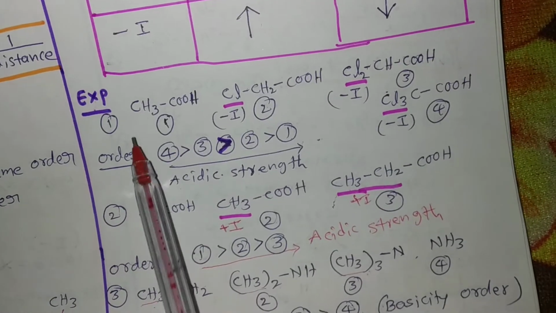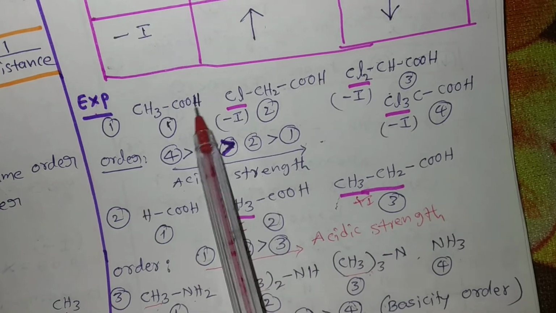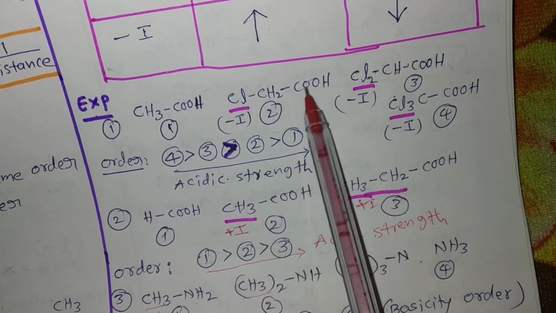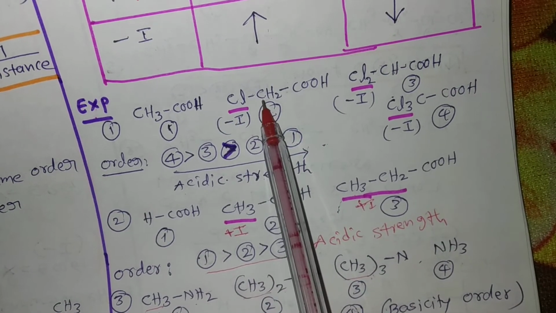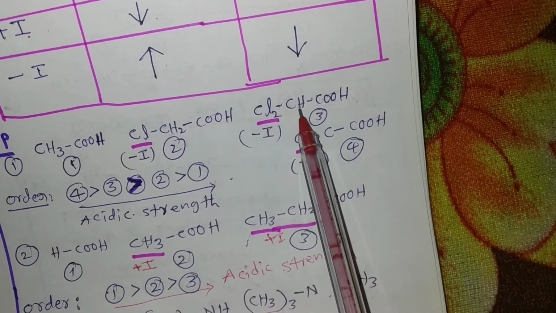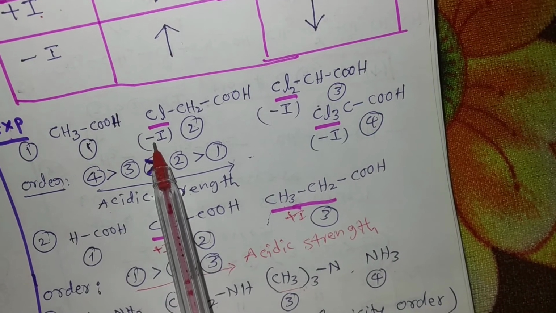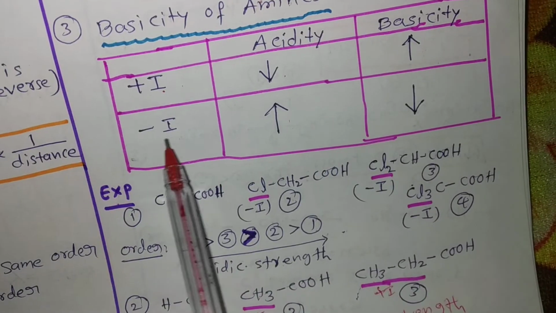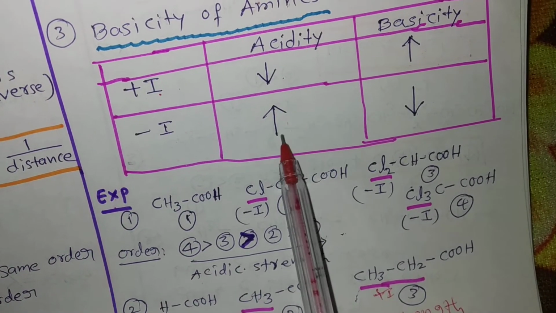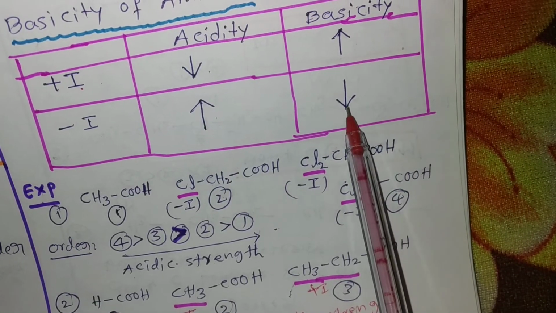Examples: CH3COOH, ClCH2COOH. One chlorine is attached to the carbon. Two chlorines attached to the carbon. Three chlorines attached to the carbon. The chlorine has a negative inductive effect, so it is a minus I group. So acidic strength increases and basicity decreases.